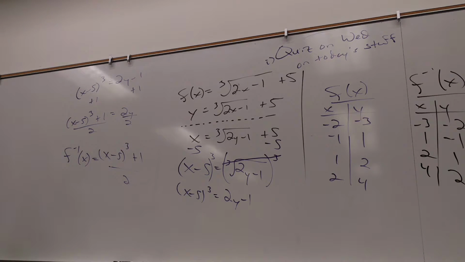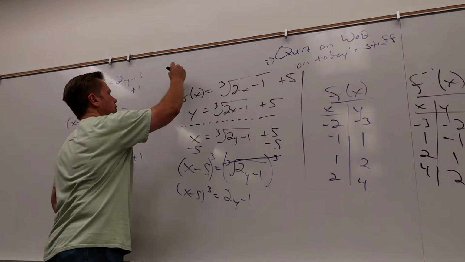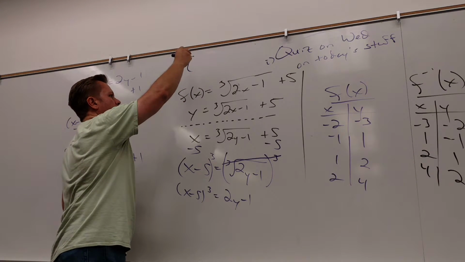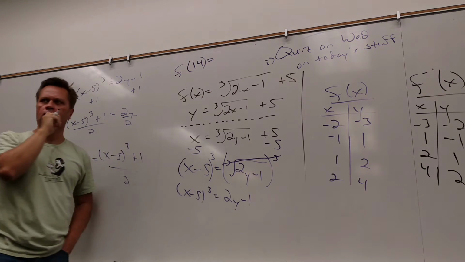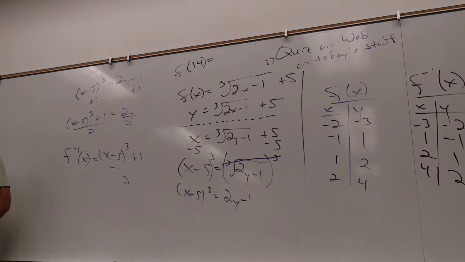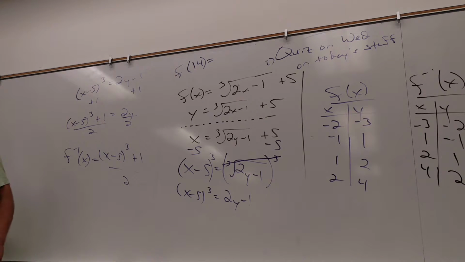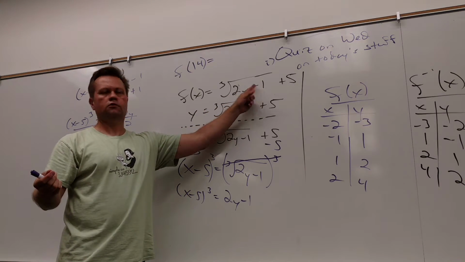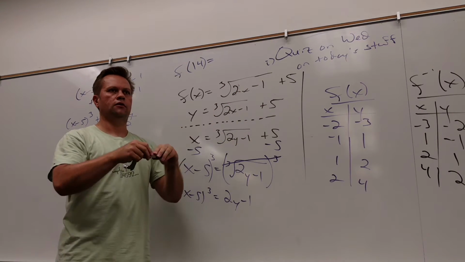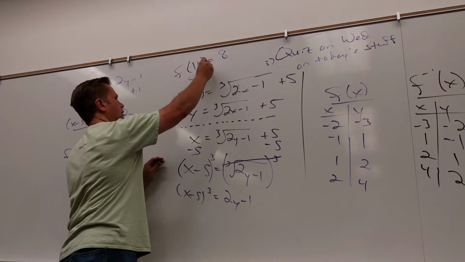So let's try this out. Take a minute and figure out what f of 14 is. Don't say it out loud. Just take a second and figure out what that is. Do you see why I picked 14? Hopefully. So what do you get? You double 14, you get 28, minus 1, cube root of 27, plus 5. 8.